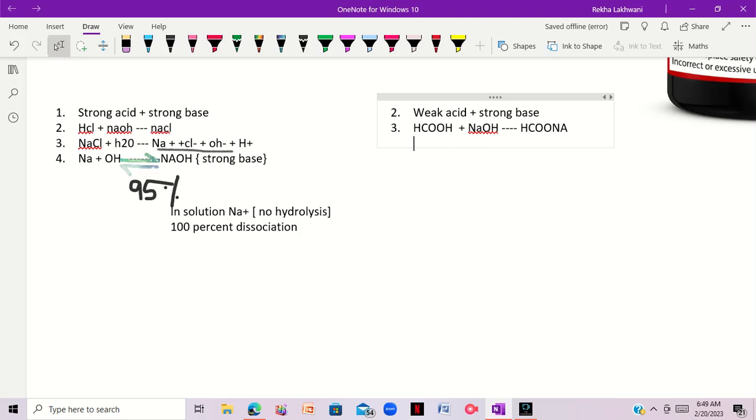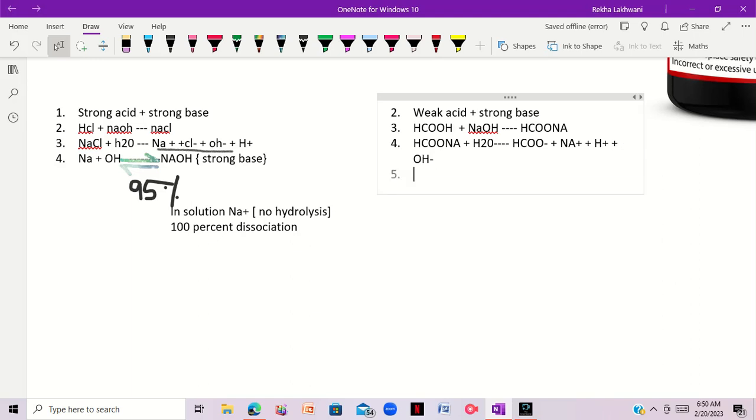Now let's dig into it. When this sodium formate will be dissolved in water, what type of ions will we be getting? First of all, we'll be getting HCOO negative ion, right? Then we will be getting Na positive ion, then we will be getting H positive ion, then we will be getting OH negative ion.